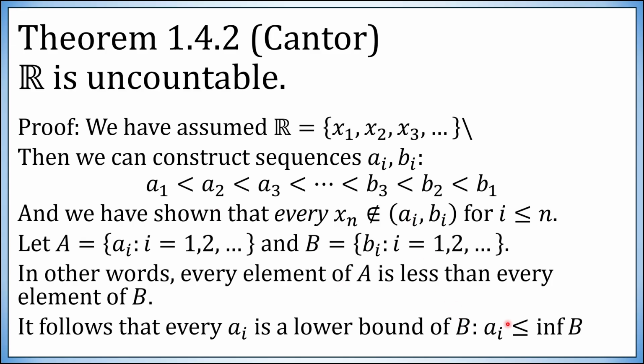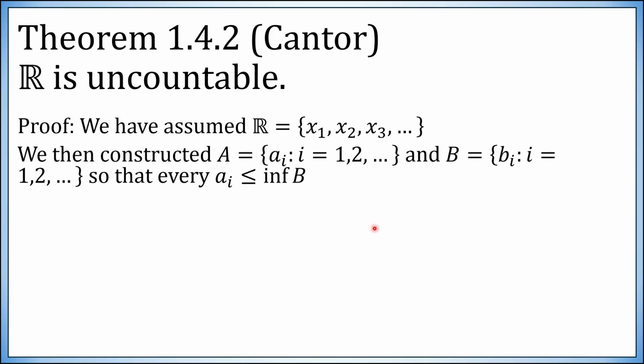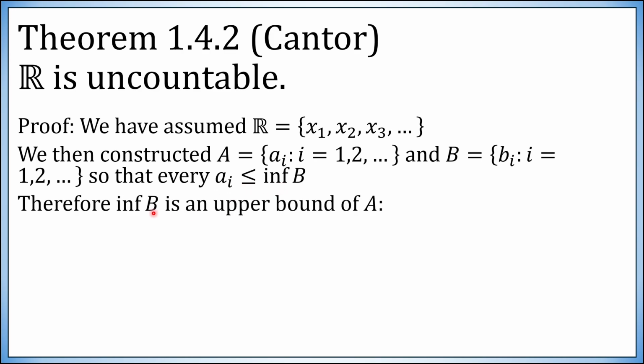So since every single b_i is an upper bound, every single a_i is less than or equal to the inf of B. But that just tells us the inf of B is in fact an upper bound on the set A, because every single a_i is less than or equal to the real number inf B. Therefore, the sup of A, the least upper bound, is less than or equal to one particular upper bound that we found.